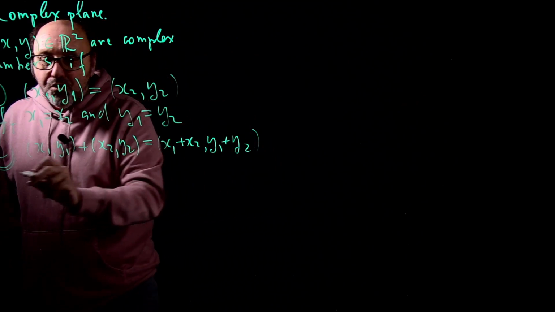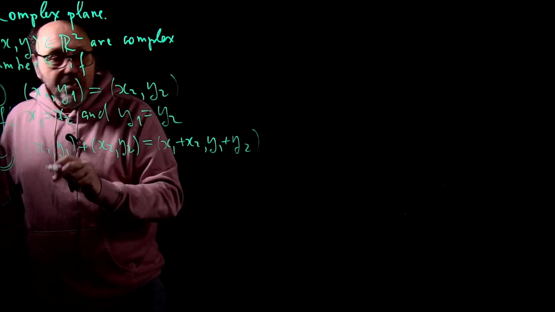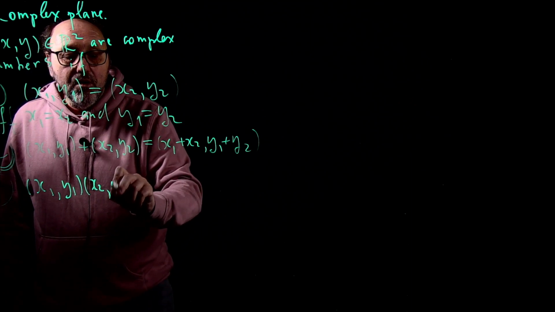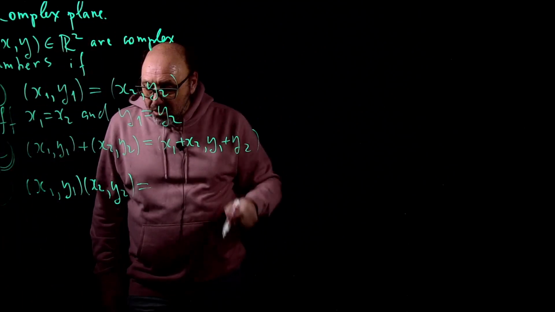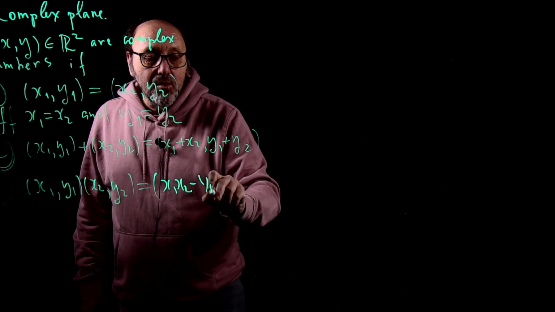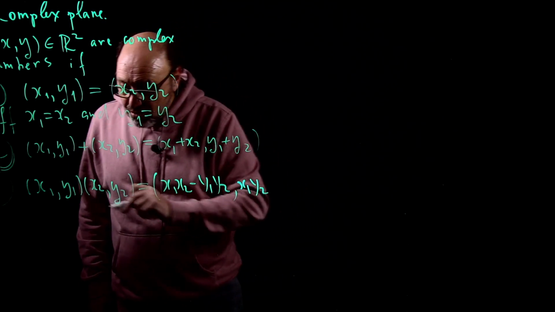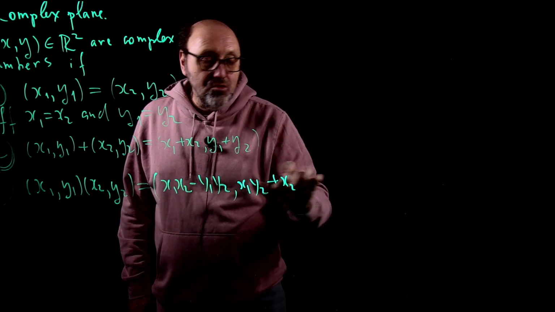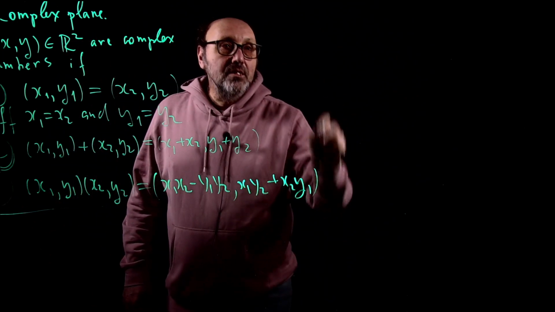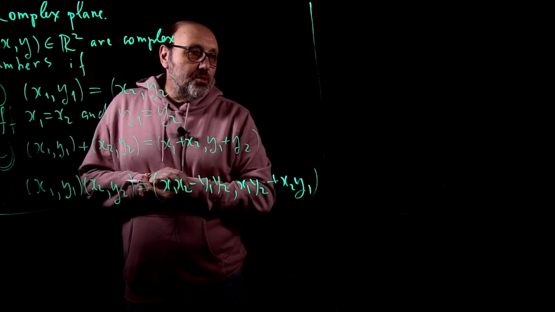And what is most important, and this is the particular property of complex numbers, we have the notion of the product of our couples, which is by definition the following rule: (x1 x2 minus y1 y2, x1 y2 plus x2 y1). So when these rules are prescribed, we are working with complex numbers.